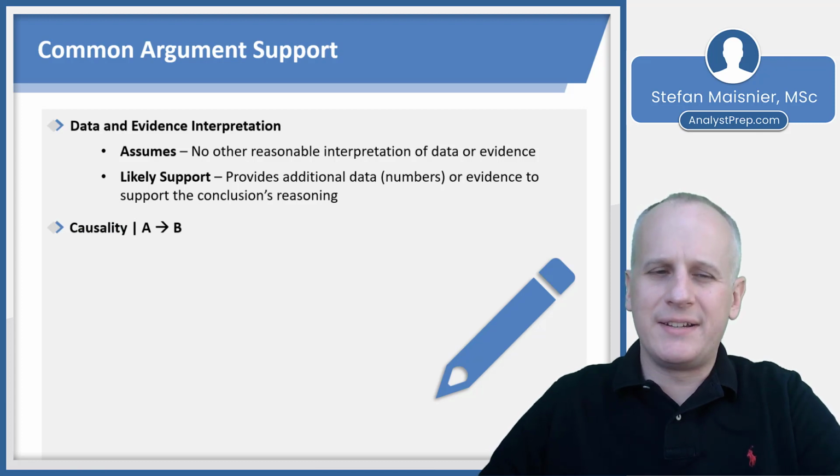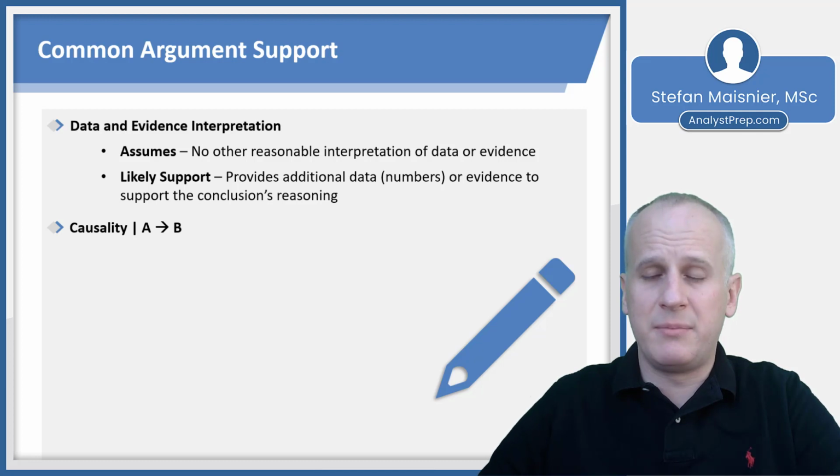Then we get to causalities, and causalities are basically how you could categorize just about every argument if you so choose. It's the big one, which says that because A happened, B happened. So it's saying there's a direct link between the action that is described as whatever comes first and the thing that comes up subsequently.